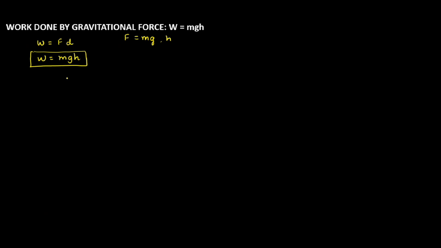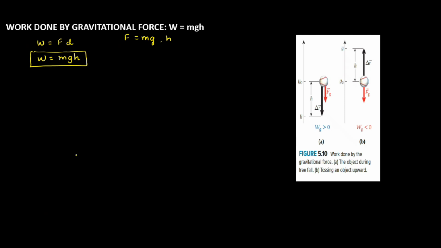Now, how do we know if this work is positive or negative? Let us consider two situations here. First, when the object is falling down, and the second, when the object is going up. So we start with the object falling down. When the object is falling down, the force due to gravity Fg and the displacement of the object h are both in the same direction. My F and D are both in the same direction.